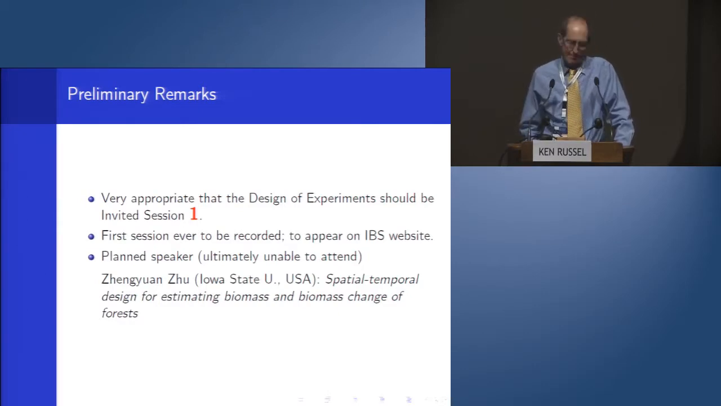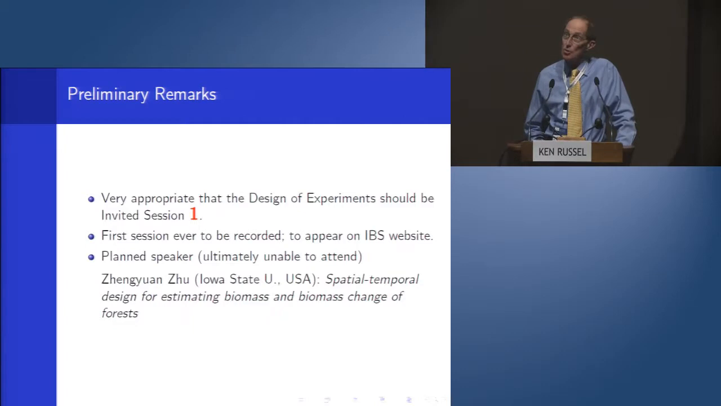This is the first session, as I understand, ever to be recorded on the IBS website, other than perhaps a presidential address. So it's also a privilege that we get to have that opportunity. So I look forward to revisiting the session once it's made it to the IBS website, and invite you all to do so as well.